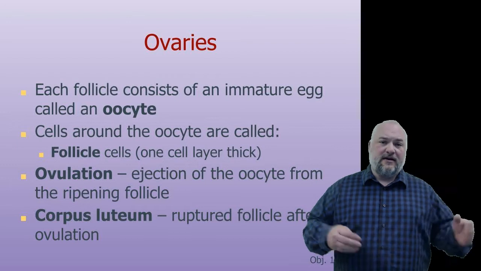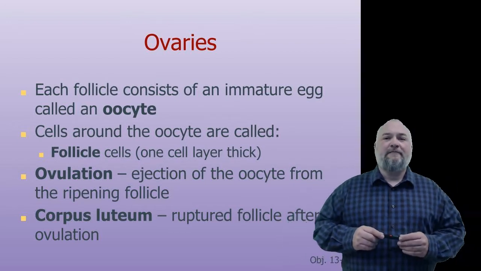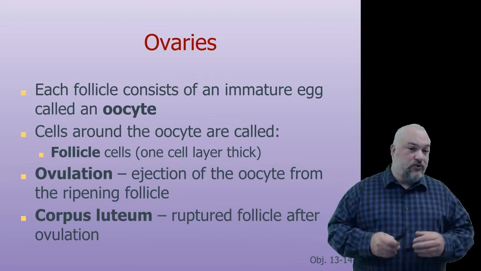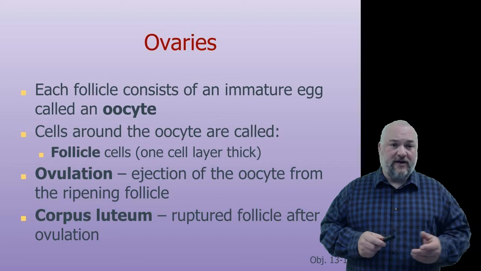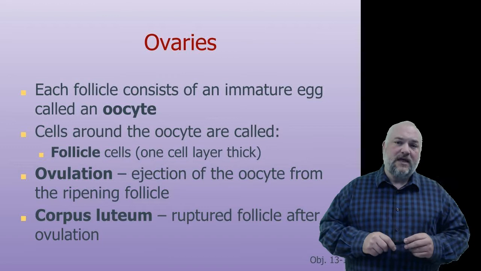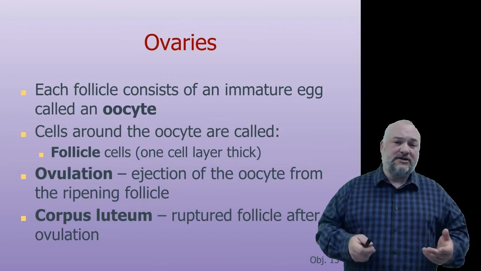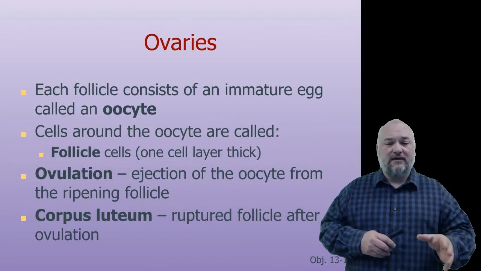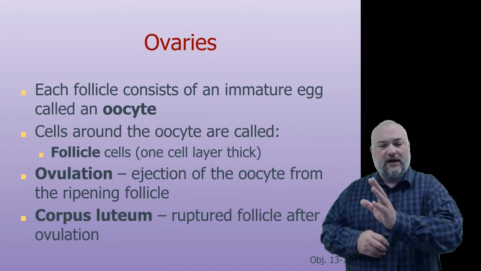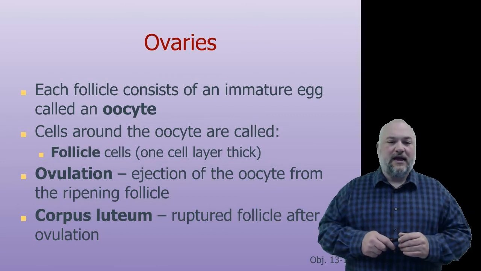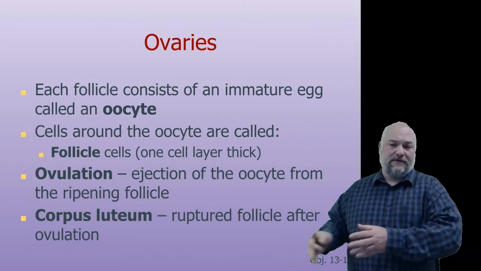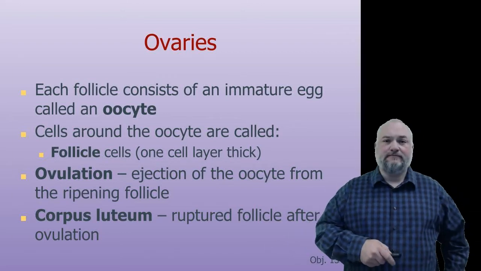All right. Let's start our journey with the ovaries. The ovaries, you're born with all the immature eggs called oocytes that you're ever going to have, females, and they're surrounded by a layer of cells called the follicle. Ovulation is the term we use when we're talking about the ejection of the oocyte, the egg, from the follicle and moving into the fallopian tube or uterine tubes. And then there's something called the corpus luteum, which is what happens to those follicle cells after ovulation, which we'll talk about in a little bit.